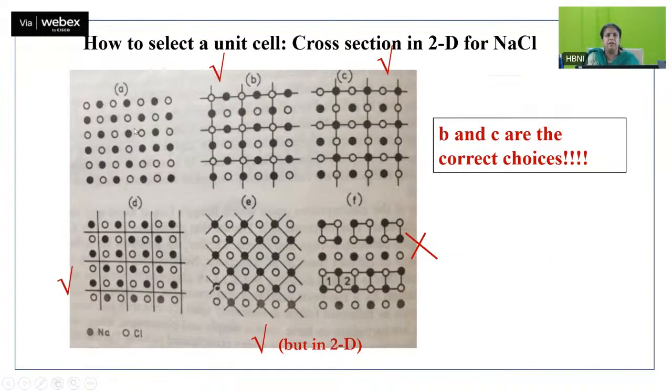Okay. So let's see how to select a unit cell. Now you look at your structure A. That's a periodic arrangement of balls which are filled and which are unfilled, a regular 3D periodic arrangement. Now I can draw a unit cell the way I have drawn in B.